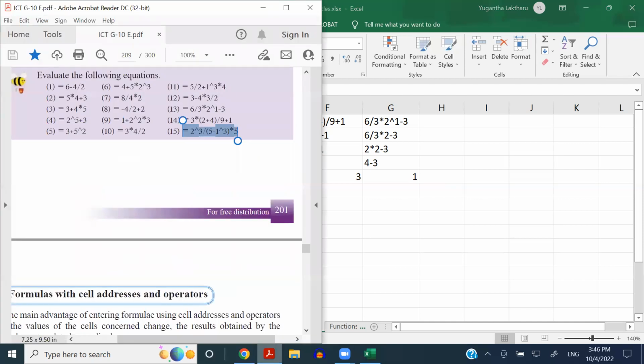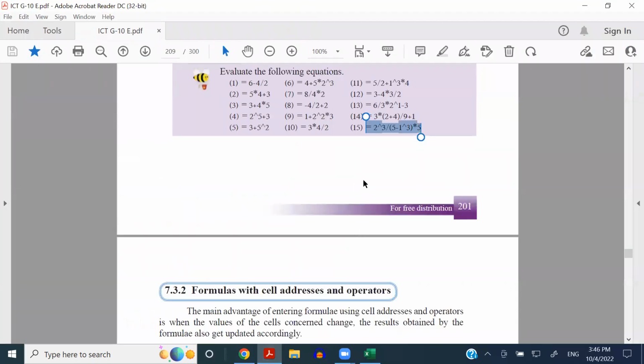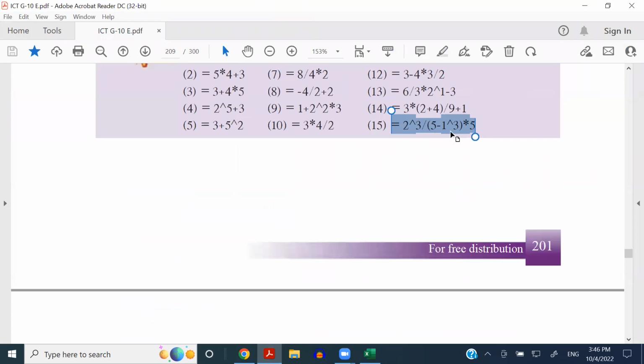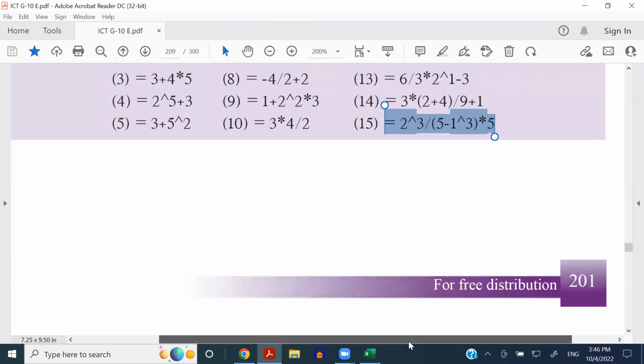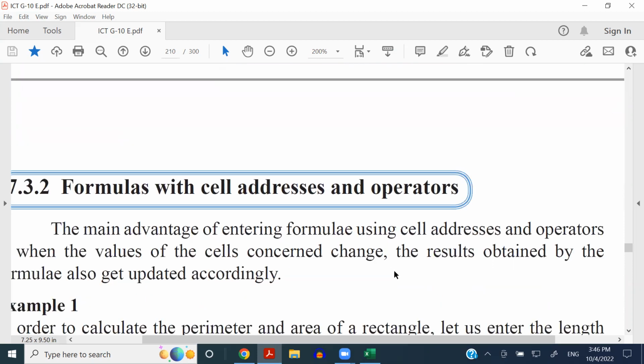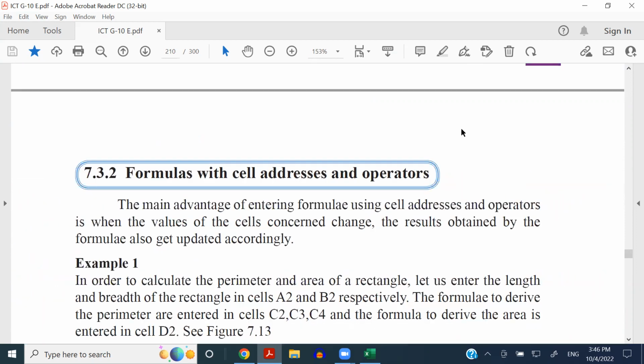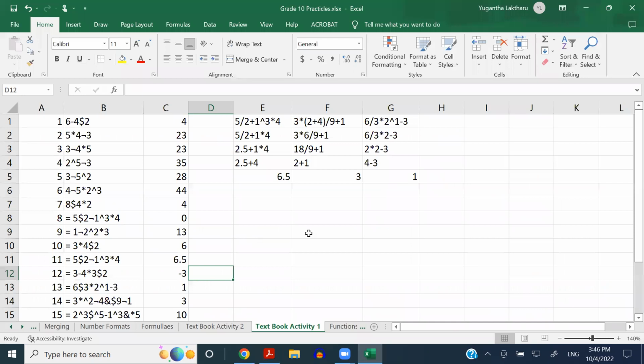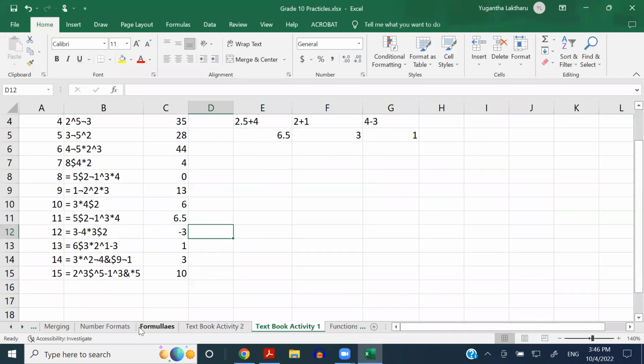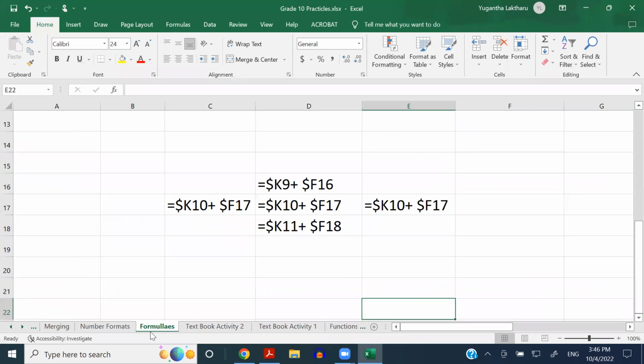So with that, I'm going to move to today's topic. We are going to talk about formulas with reference to cells, or like trying to create formulas involving the cell addresses, right? It's something like this. Let's assume I go to my formulas tab.